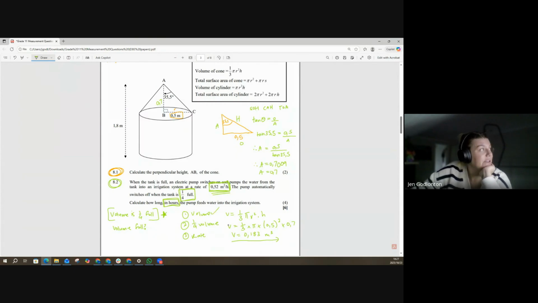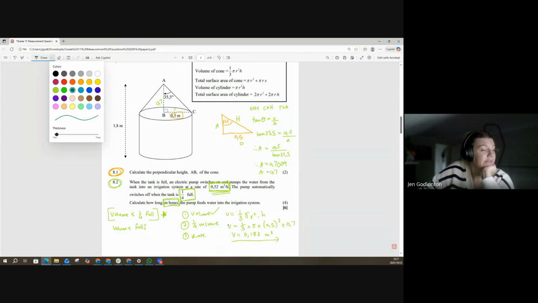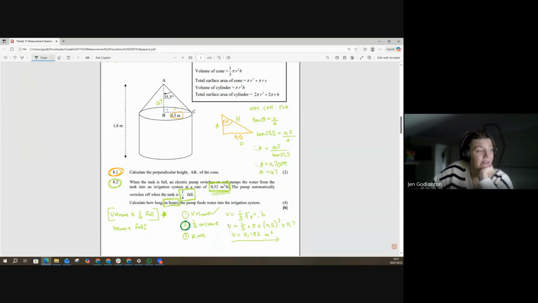Now you need to think about step 2. So step 2 is finding 1/4 of that volume. And then step 3 is thinking about the rate.